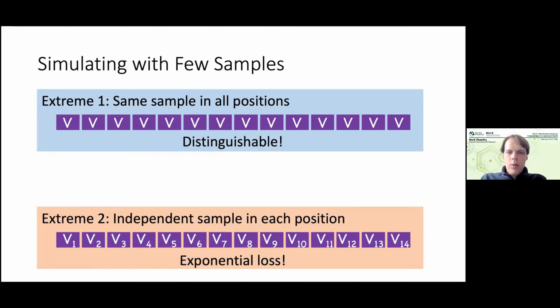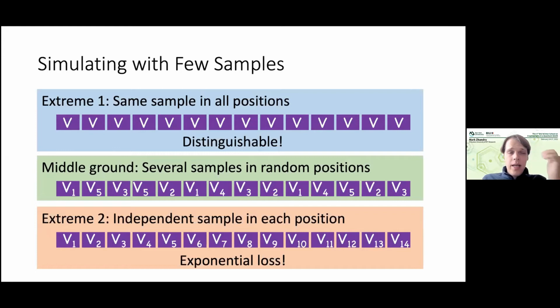The other extreme is where we have an independent sample in each position. But as we just discussed, this incurs an exponential loss if we're trying to do a hybrid over the values. So what we're going to do instead is some sort of middle ground where we have just a few samples, and we place these samples randomly into the various positions. So it's something in between. We're not using the same sample everywhere, but we are using the same sample repeatedly. But we're also not using a different independent sample in each position. And the hope is that by doing something in the middle here, we can both preserve that the number of samples is polynomial, but nonetheless simulate in a way that can't be detected by a quantum attacker.